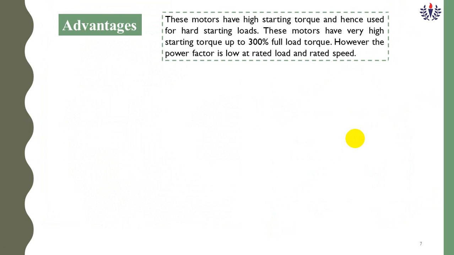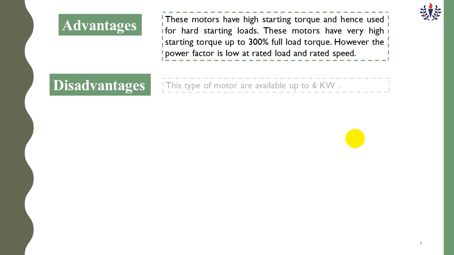Advantages. The main advantage here is that we are getting very high starting torque, and we can use it for very high starting loads. These motors have high starting torque up to 300% of full load torque. But the power factor is very low at rated load and rated speed. Disadvantages. This type of motor is available only up to 6 kilowatt.